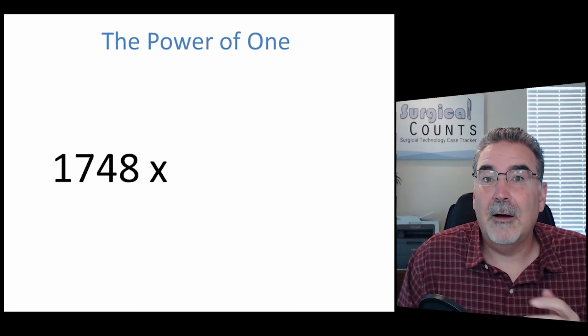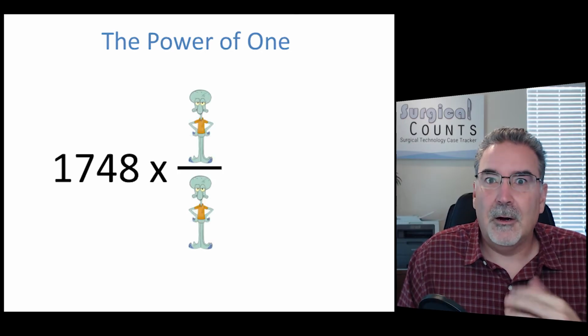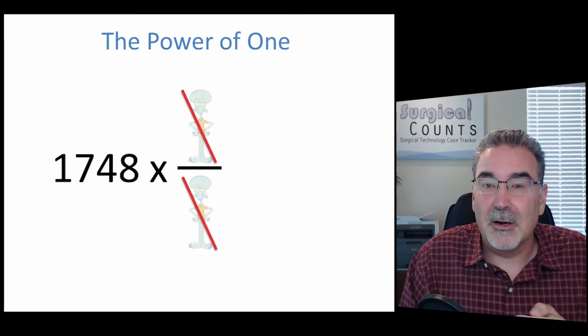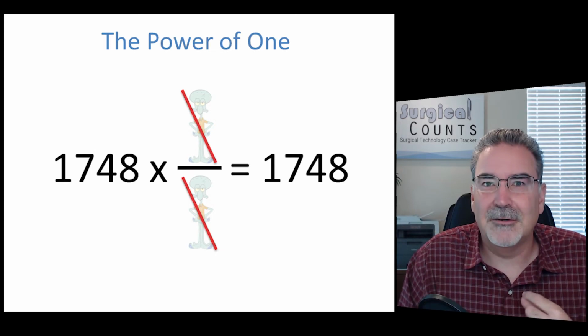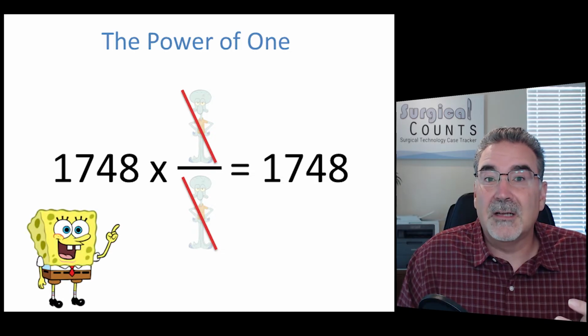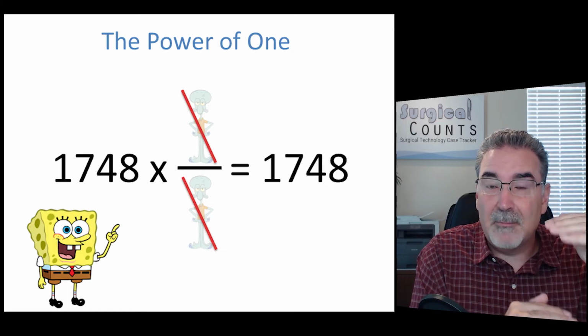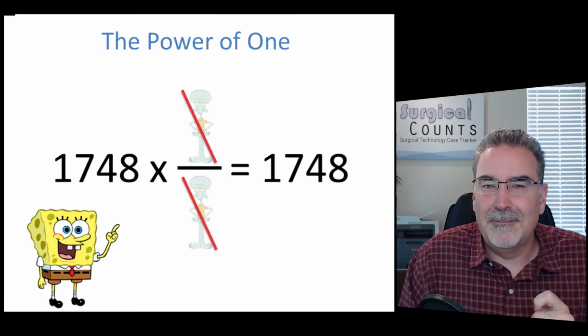All right, so let's try another one. How about 1748 times Squidward over Squidward? All right, so we just learned that when we have anything over itself, they just cancel each other out. So Squidward cancels out Squidward, and we're left with 1748. And what does that equal? 1748. So if you understand this concept, that whenever you have something on top and that same something on the bottom, they can just cancel each other out, you're a long way to understanding burger math. So to help practice this, let's play a little game.